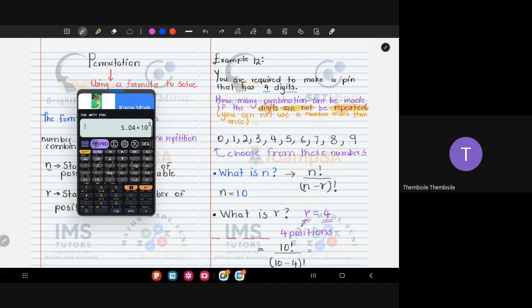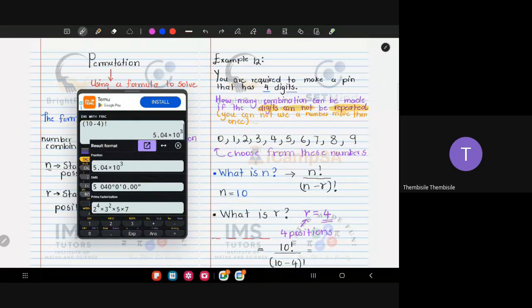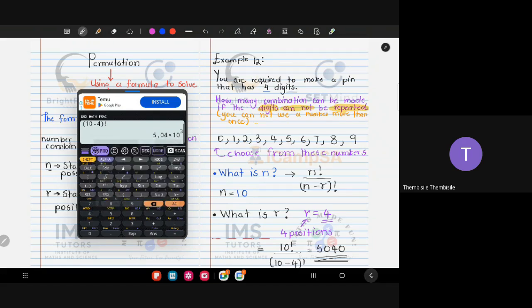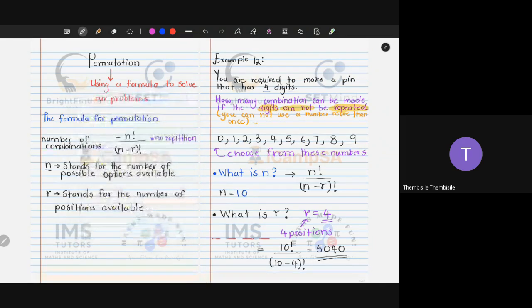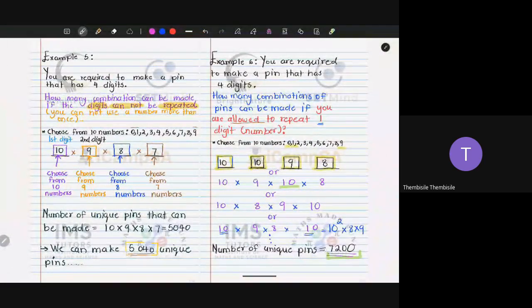Do you guys understand? So on your calculator, because it wouldn't be on scientific mode, it will be 5,040. So we will have 5,040 as our answer. So we can make 5,040 different combinations, guys, and if you look at this answer, it matches up with what we had previously. Let's go to example 5 and see what we found. 5,040, guys. Are we not geniuses? Where are the thumbs ups? We are very smart.